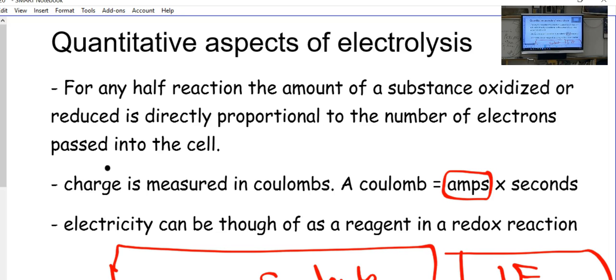That's always awkward. Charge is measured in coulombs. A coulomb is an amp per second. That's going to be your relationship that can help things all tie together. So electricity can be thought of as a reagent in a redox reaction.